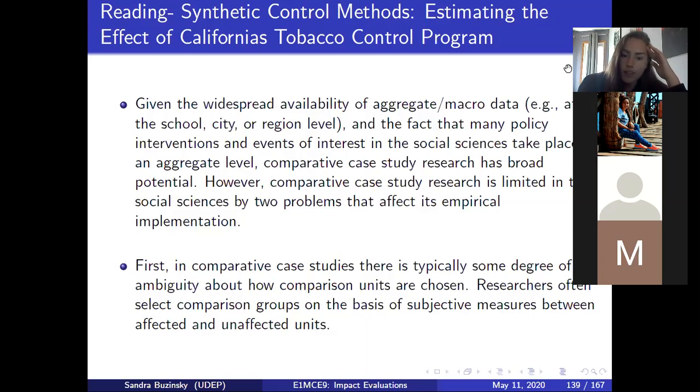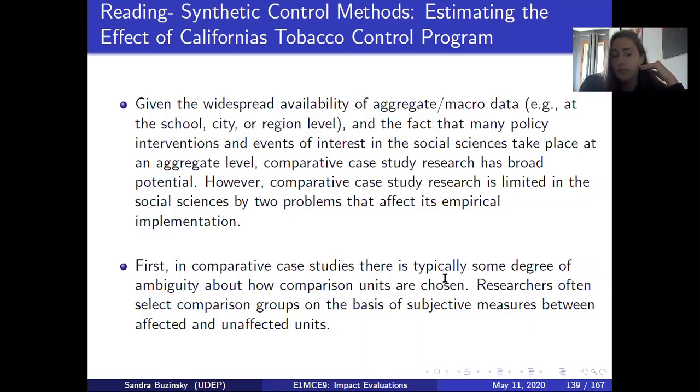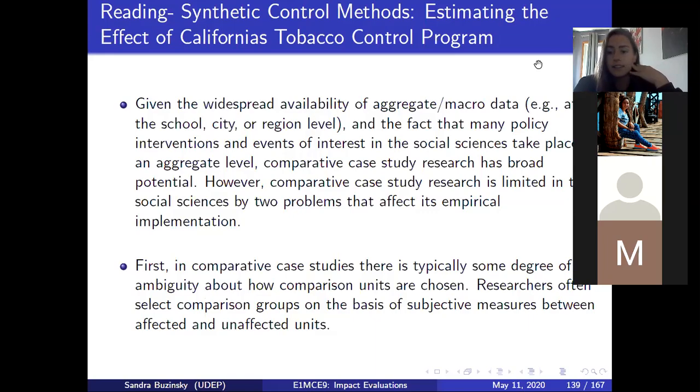So first, in comparative case studies, there's typically some degree of ambiguity about how comparison units are chosen. So we talked about this last class. With the difference in difference, we think about the methodology, but we actually don't really think much about the choice of a control group, right? That's never a huge part of the conversation. But you want all of your choices when you're doing research to be data-driven and driven by empirical reasoning. So when you just randomly choose a comparison group, it's really hard to justify.